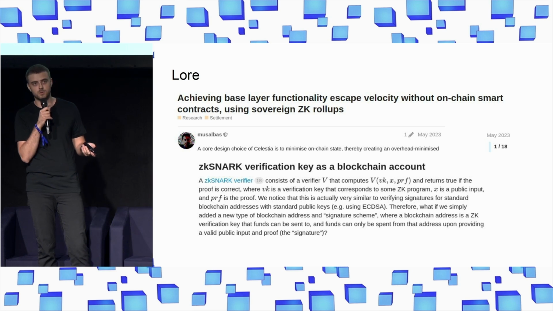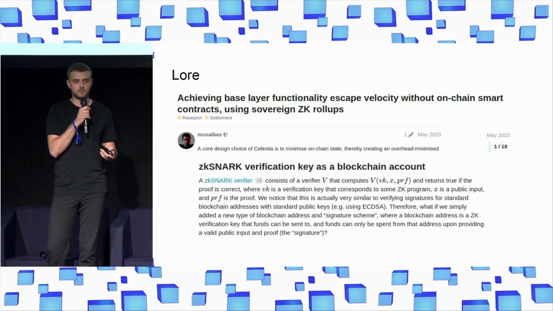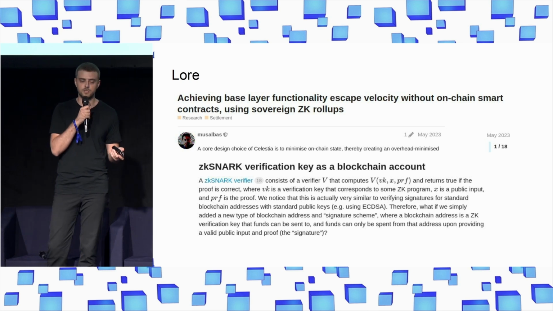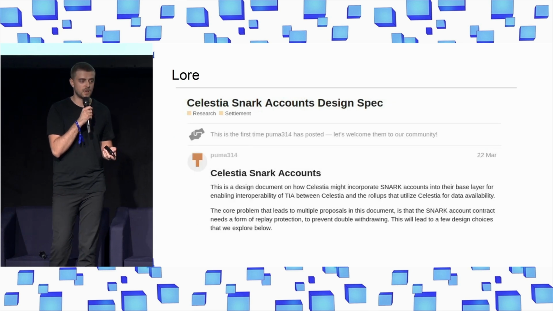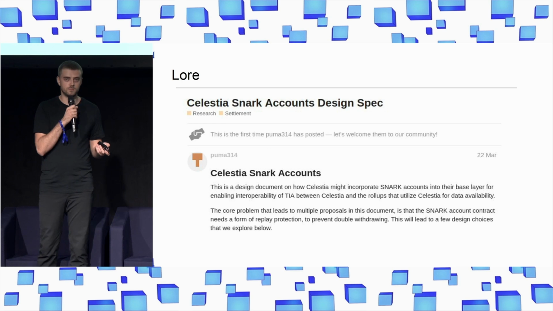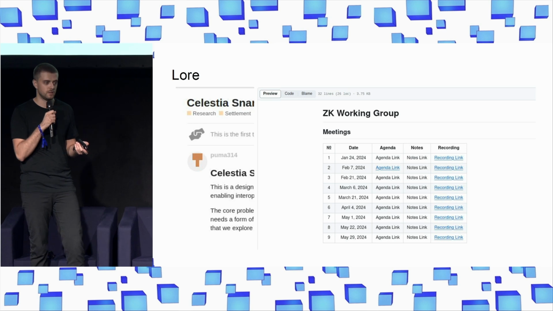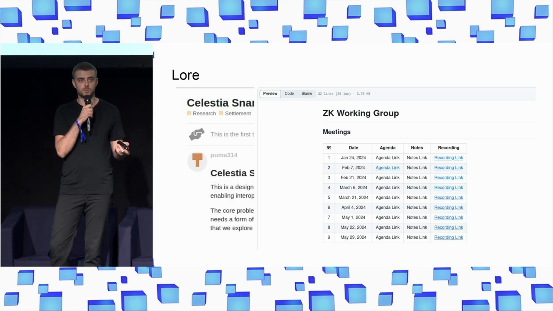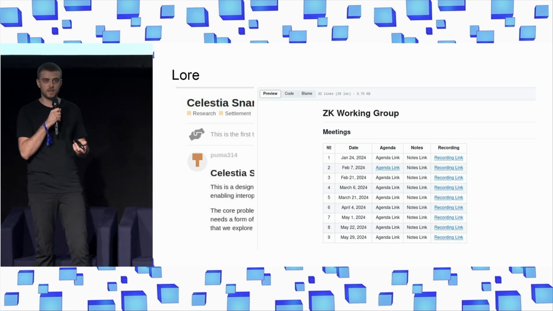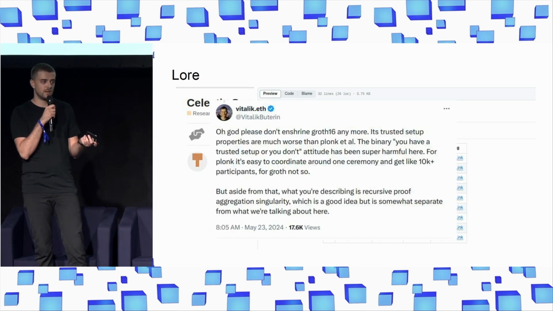To some background, this was proposed a year ago by Mustafa to have the ZK snark as the verification key, right? You have an account, and the verification key is the ZK snark. And we got a spec from Succinct and have been working in the working group on working more on the spec, thinking about interoperability and all the other questions that concern the ZK account. And it can get political, or questions arise, right?